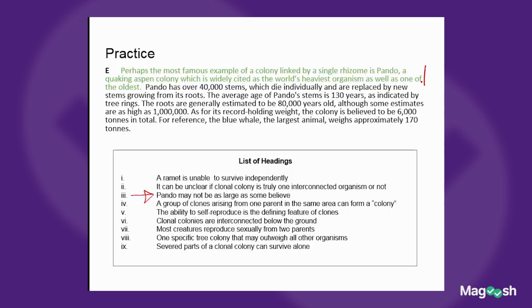Perhaps the most famous example of a colony linked by a single rhizome is Pando, a quaking aspen colony which is widely cited as the world's heaviest organism as well as one of the oldest. Okay, now our answer choice down below says Pando may not be as large as some believe. Okay, there is no mention of that in our topic sentence at all.